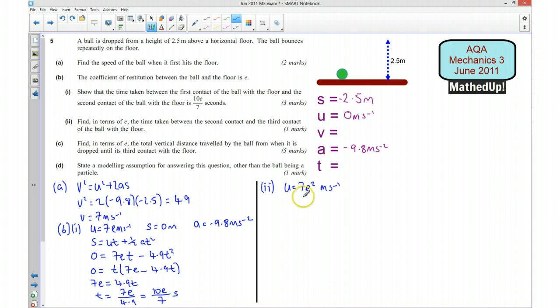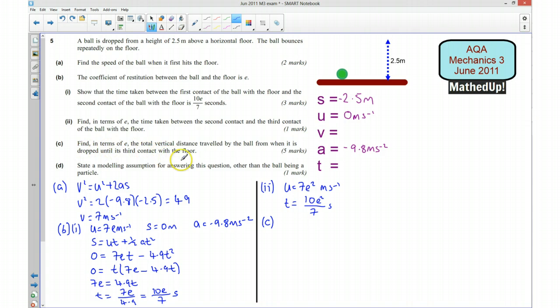Because u is equal to 7e squared meters per second, we've got exactly the same scenario as before, but instead of e we've got e squared. So if we work through this again, our time is going to be the same as before, but instead of e it's going to be e squared, so our time is going to be 10e squared over 7 seconds. You could work through that if you wanted to, but hopefully you can see that we're just swapping the e for an e squared. Okay, part C.